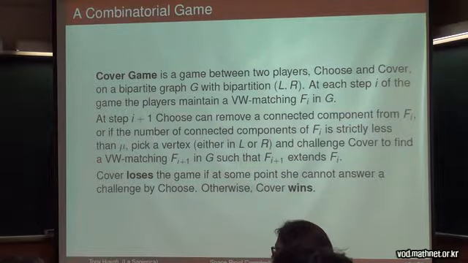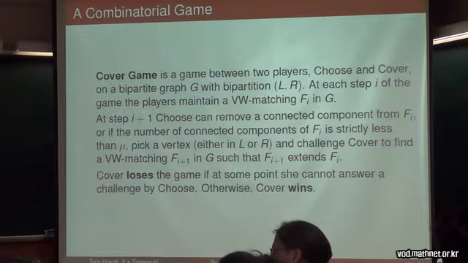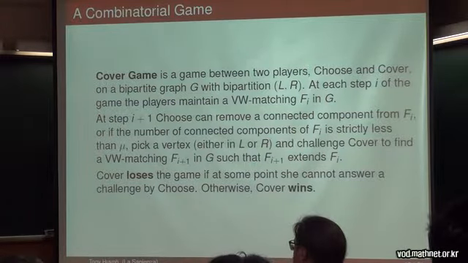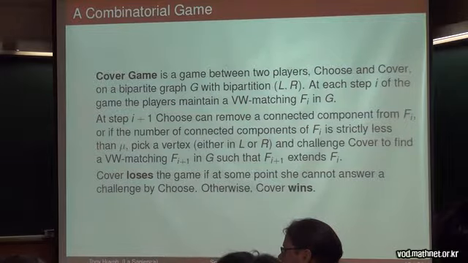That's the game. Mu is fixed before the game. Yeah, mu is some parameter of the game that comes with the graph. So the game is played on this graph with this parameter mu. The game ends when there is a challenge, right? The game either goes on forever, in which case cover wins, or at some point cover cannot answer one of these challenges, and then the game is finished. Okay. Right.